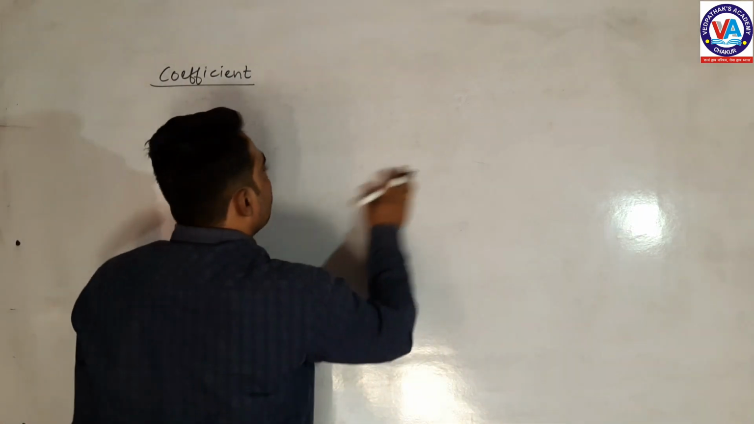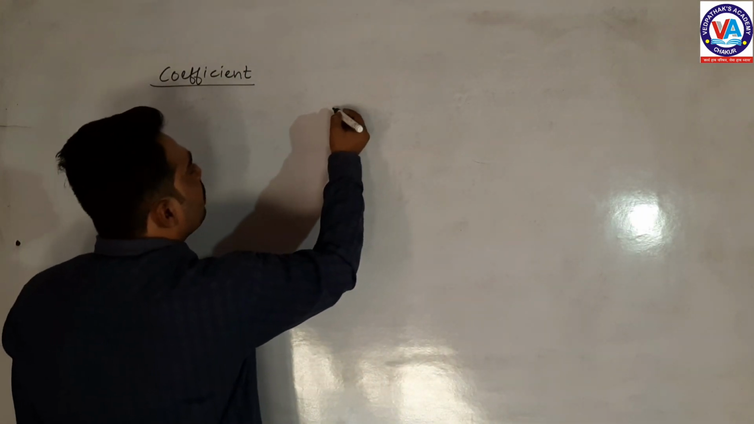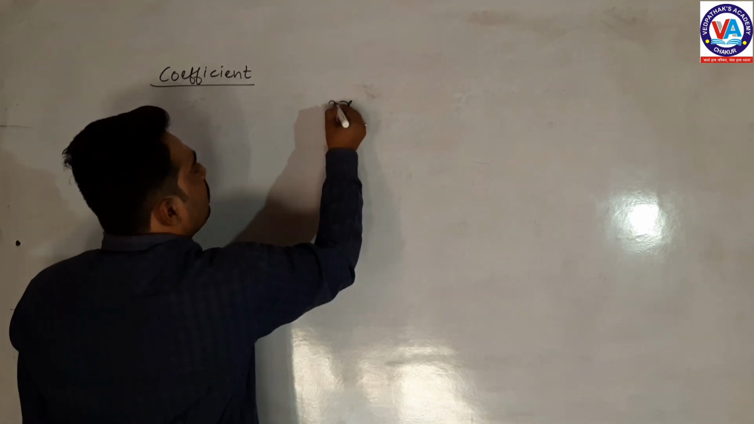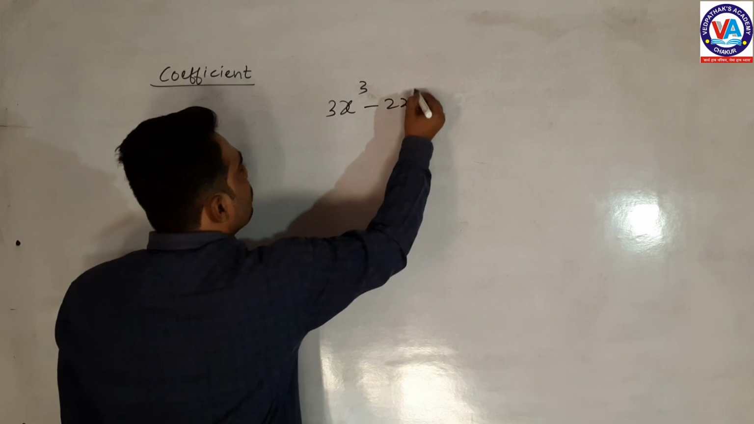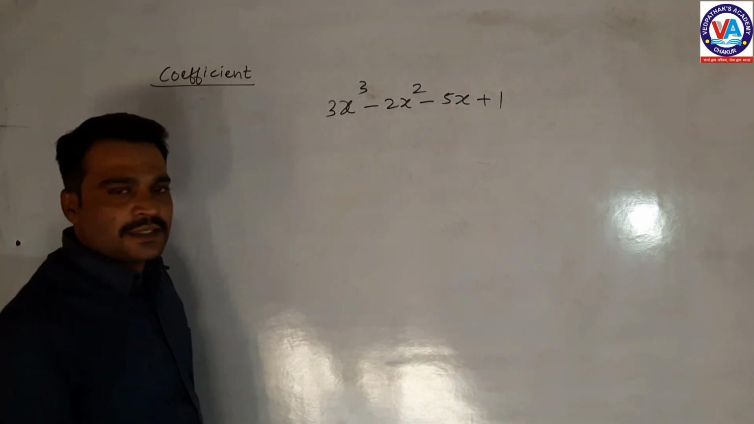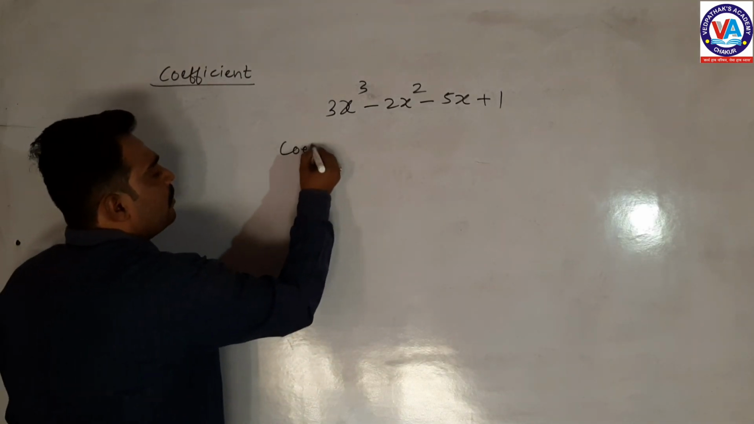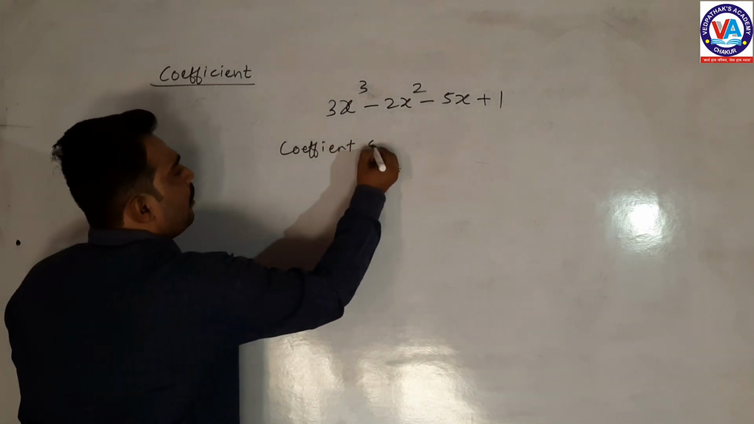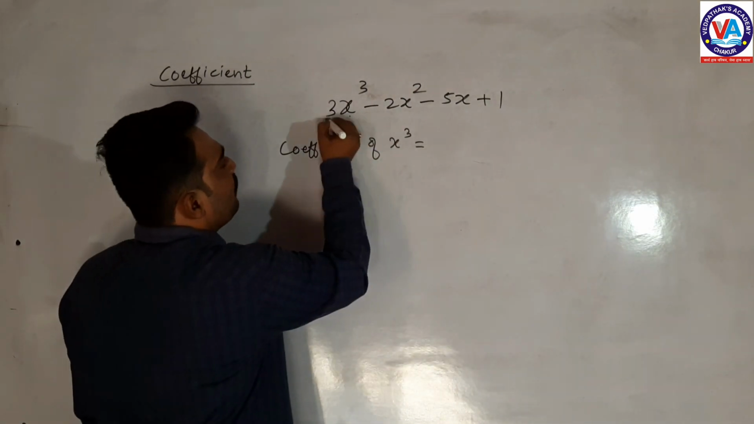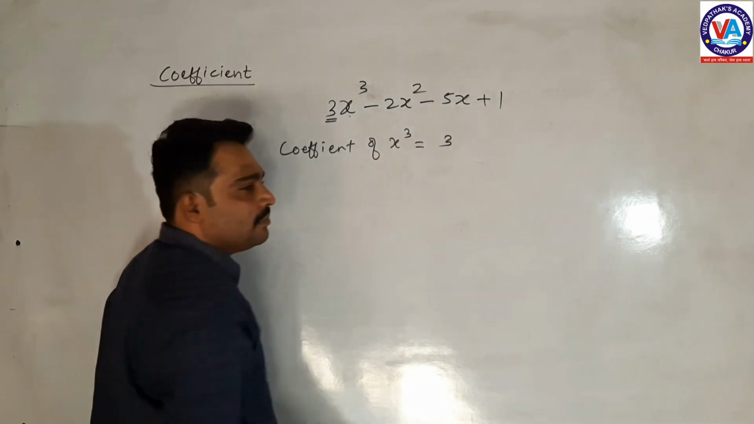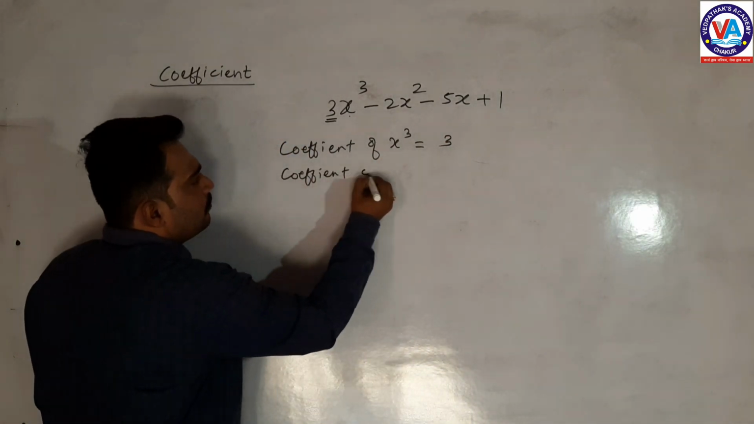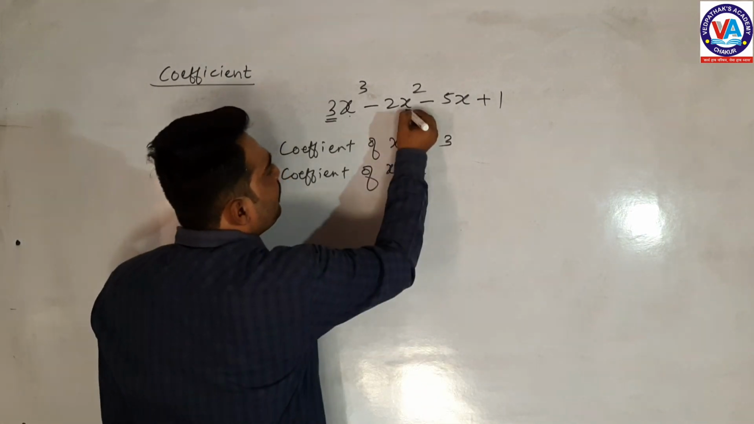Tell me the or write here all coefficients of the variable. I'll write here x cube, 3x cube minus 2x square minus 5x plus 1. Yes, now you have to write out coefficient of x cube. Coefficient of x cube का असणार आहे? 3. Yes, then coefficient of x square. आता coefficient of x square काय असणार आहे?